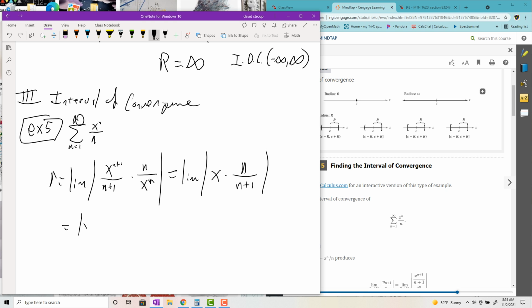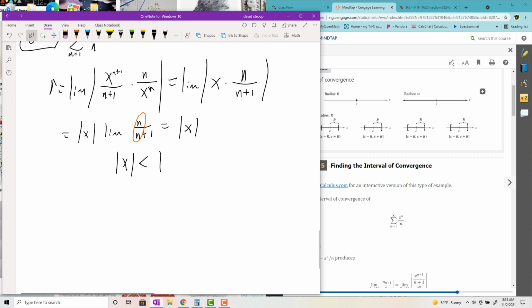You could factor out the absolute value of x, and you have the limit of n all over n plus 1, and then you could take the limit of that. It would just be the same as the limit of n over n, which is 1. So the limit of n over n plus 1 is 1, and you just get r equaling the absolute value of x. Okay? So we'll know it converges absolutely when the absolute value of x is less than 1, thanks to the ratio test. We can expand that inequality to be x less than 1 and greater than negative 1. That will give us a radius of convergence of 1.